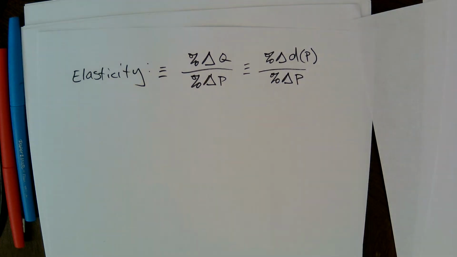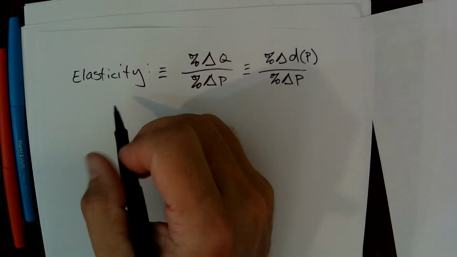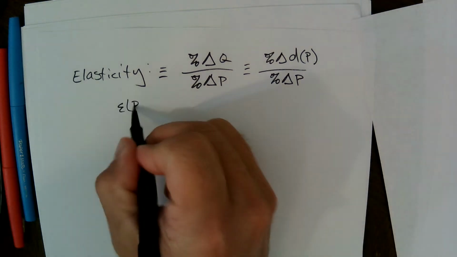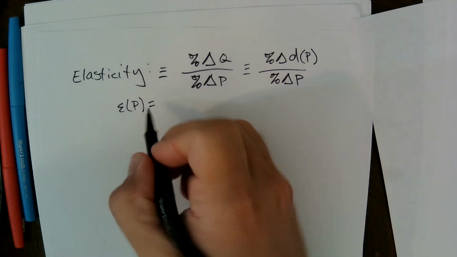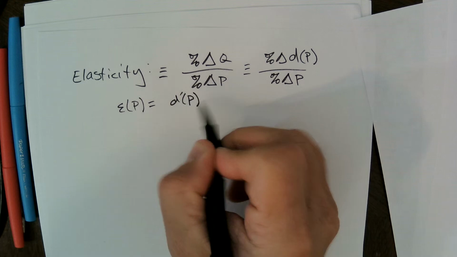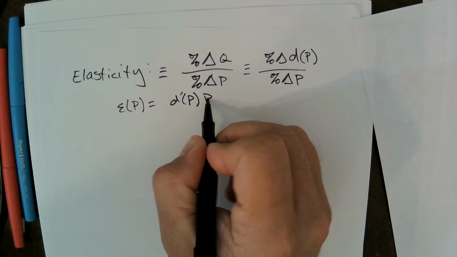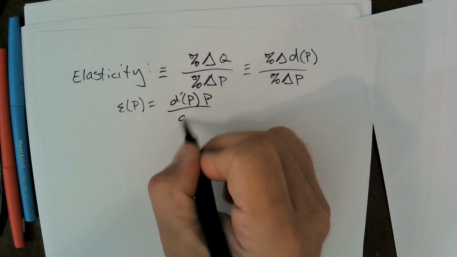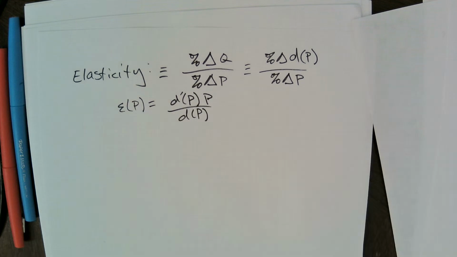Okay, so look, what does your book have? Your book gives you an elasticity. This is your text, equation 3.1. They give you D prime of P, and then P over D of P. That's what they give you. Okay, so I just want to show you something.